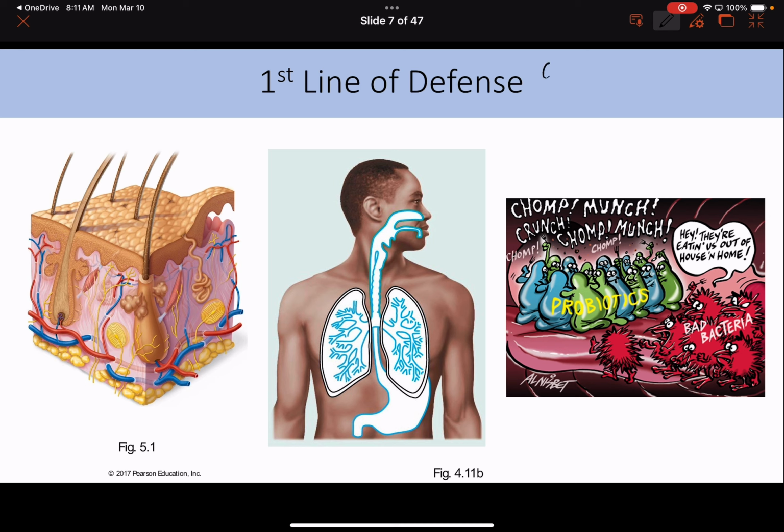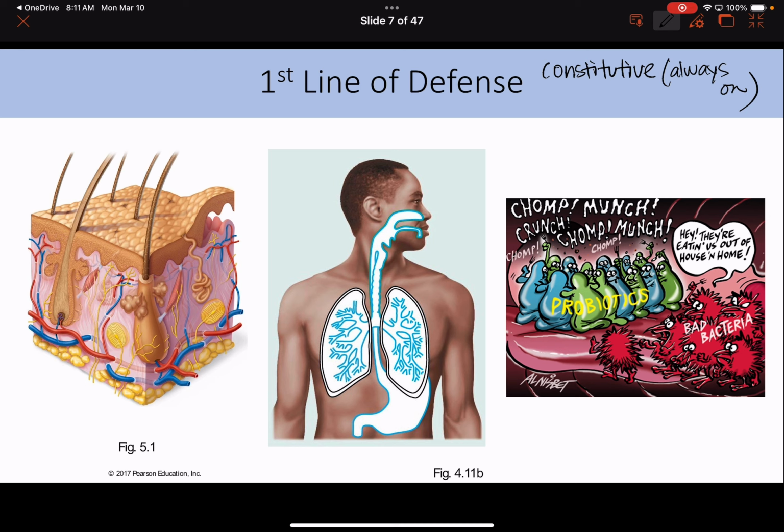We call these constitutive, which means that they're always on. So this defense is always on. It never takes a break. It's always protecting you. One thing about your skin and mucous membranes, they're only going to be able to protect you if they're intact and not damaged.